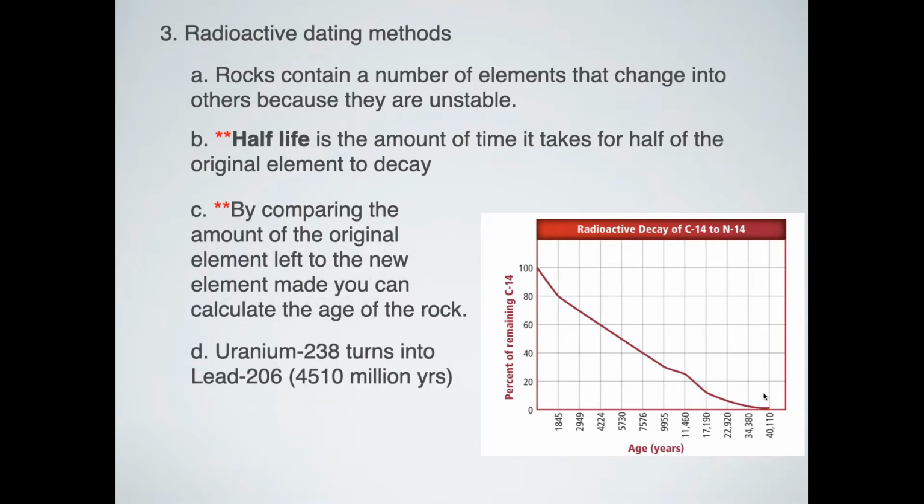Some of them are way more useful than others. Uranium 238 turns into lead 206, and that takes a very, very, very long time. So in extremely old rocks, this might be a really good way of figuring out how old that rock is, and therefore how old that rock layer is. Potassium 40 turns into argon 40. And so, again, that takes a particular length of time that might be extremely useful to us as a result.